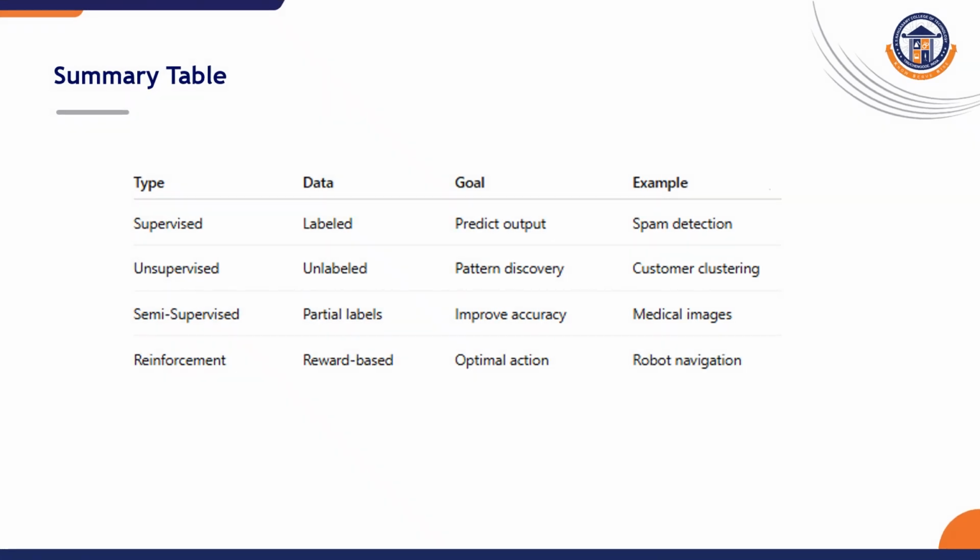Then there is a summary table: supervised, unsupervised, semi-supervised, and reinforcement learning. Supervised has labeled data. Unsupervised has unlabeled data. Semi-supervised is in between labeled and unlabeled; some of the data sets are partially labeled. Reinforcement is based on reward and penalty. Examples: for supervised learning, spam detection; for unsupervised, customer clustering; for semi-supervised, some medical applications; for reinforcement learning, robot navigation, autonomous cars, self-driving cars and self-driving drones.